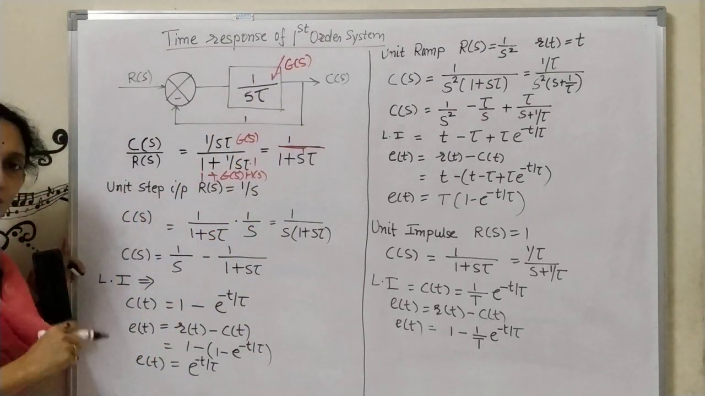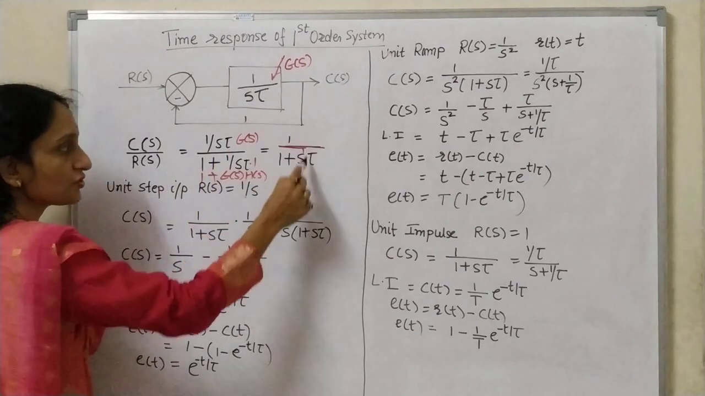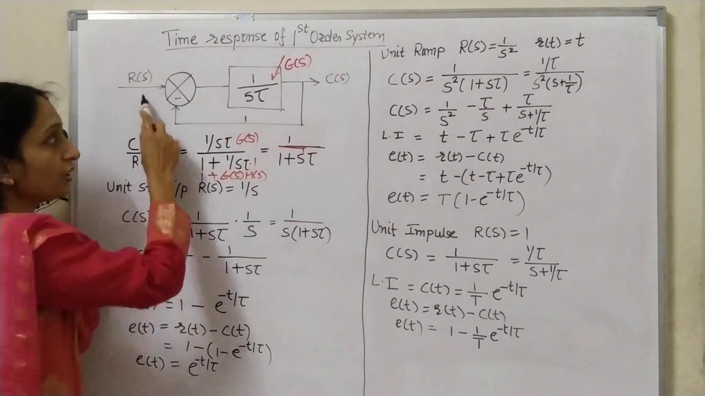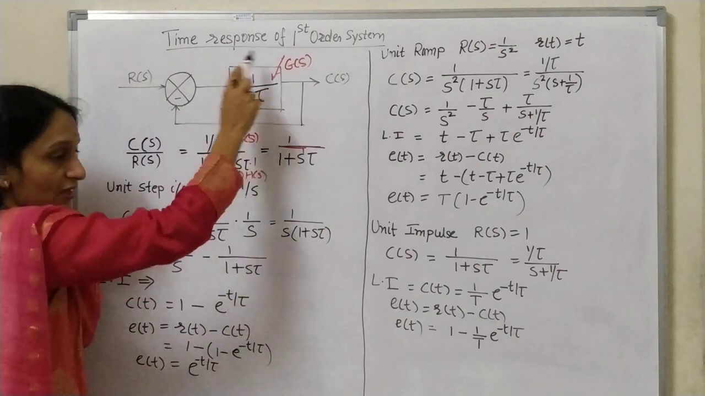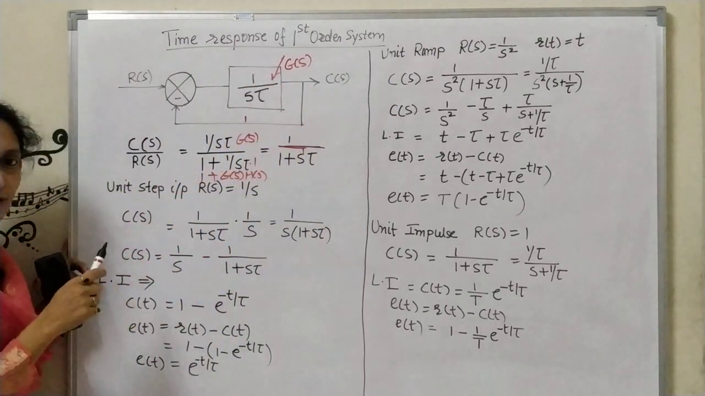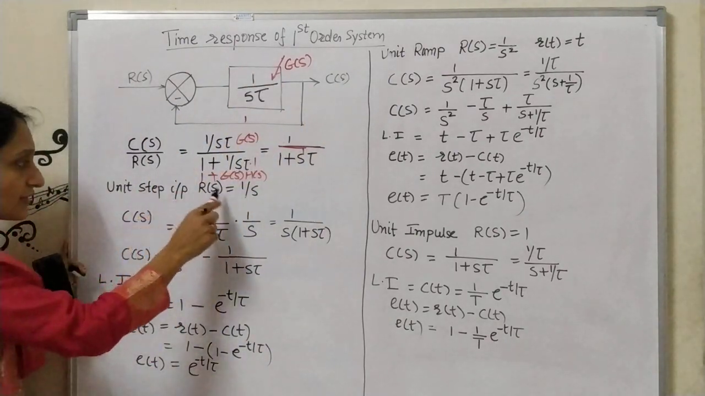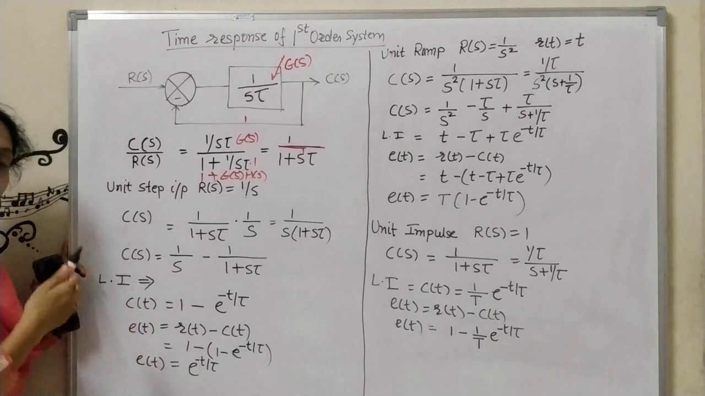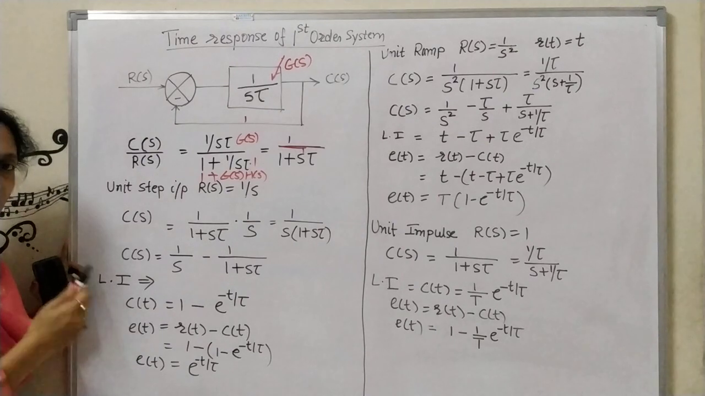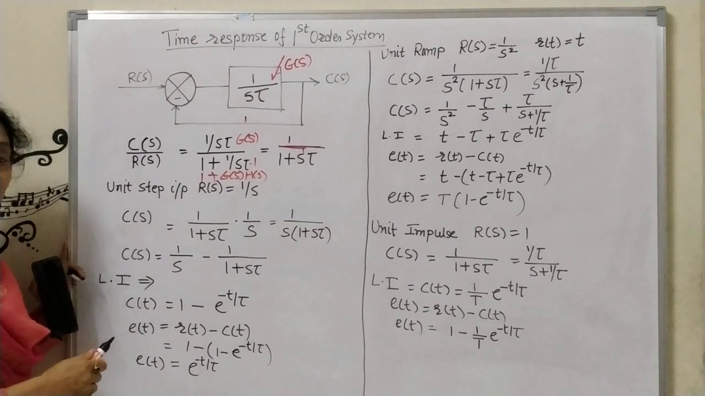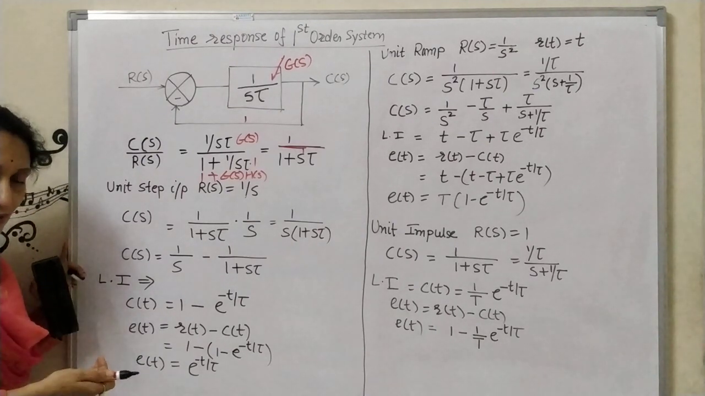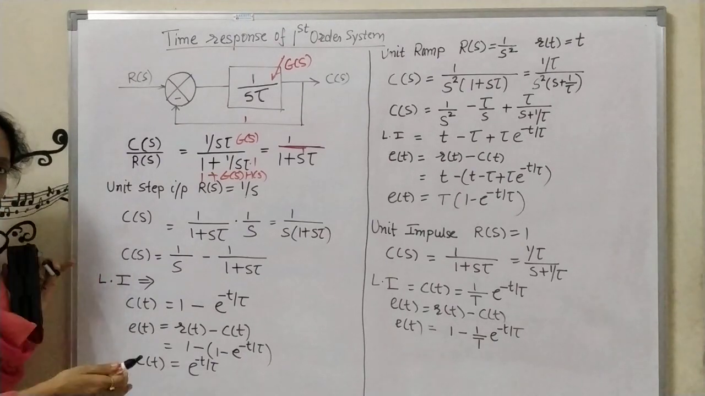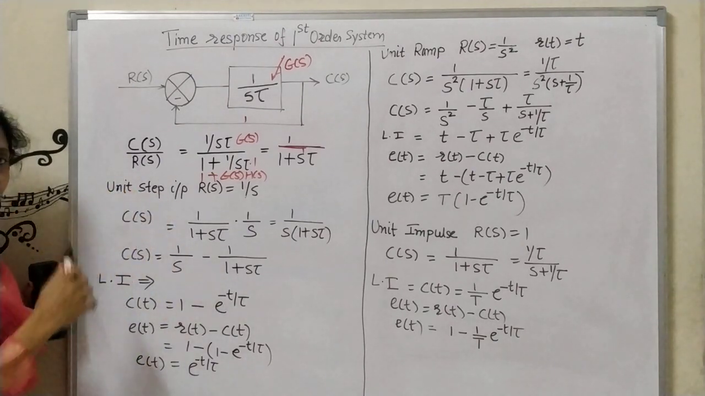Now see what we have to do. This transfer function will be fixed because we are just assuming the block diagram for a first order system. So we got the transfer function. Now we will put different inputs and check the output. Once you calculate the output, we will check the error also, that is, how the error varies with the variation of the input.